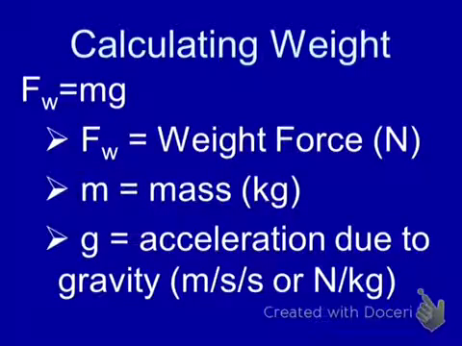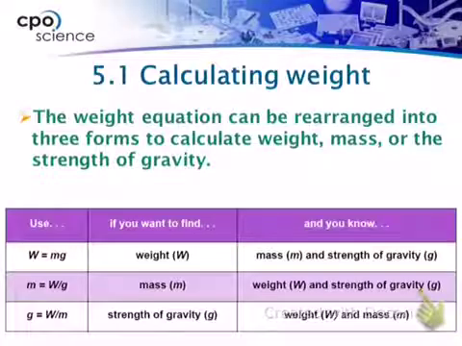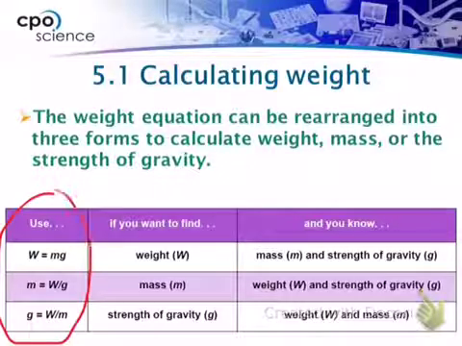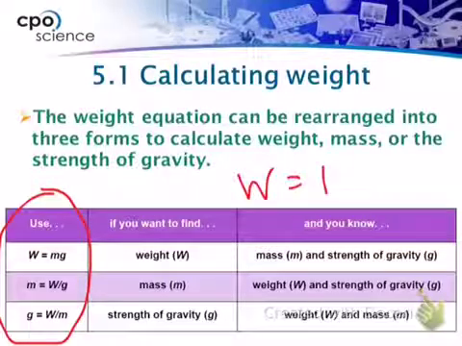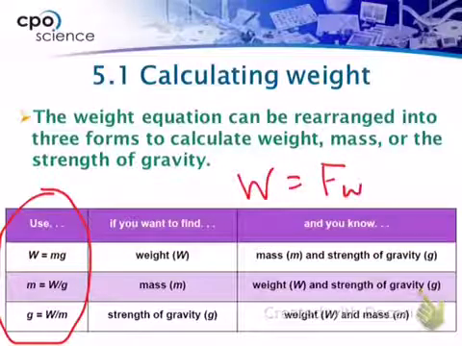So if you have any two of these, you can calculate the third. So for example, you can be asked to solve for weight, asked to solve for mass, or asked to solve for the gravity on a particular place. And here is the way that those equations rearrange to solve for each of them. And this little chart is using W for weight. As I mentioned, I'll usually use FW.